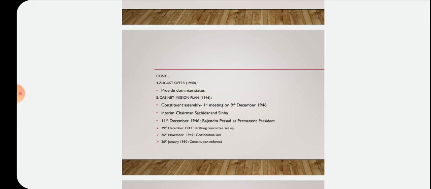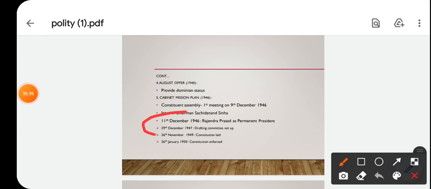Next, on 11th December 1946, right after 2 days, Rajendra Prasad was made the permanent president of the Constituent Assembly. Later, on 15th August 1947, India got independence, we Indians got independence. And then what happened right after we got independence? Later, on 29th December 1947, the Drafting Committee was set up.